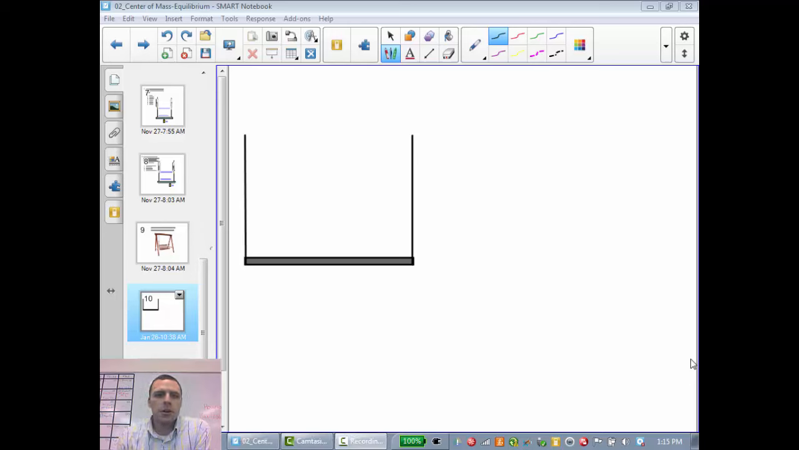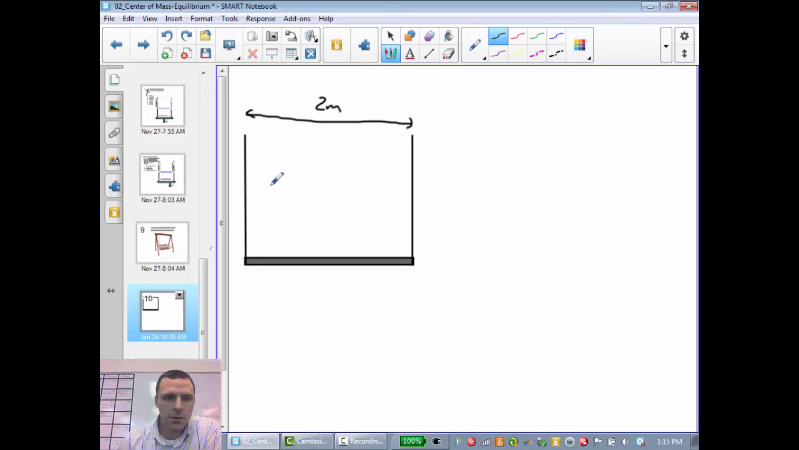Hello everyone, in this video I'm going to do two examples of finding equilibrium when there are two unknowns. To get things started, I'm going to do a swing problem where we have a large swing being supported by two cables. The swing is going to have a width of 2 meters, and we have two cables pulling up. One here, we call that force A, and another one here, we call that force B.